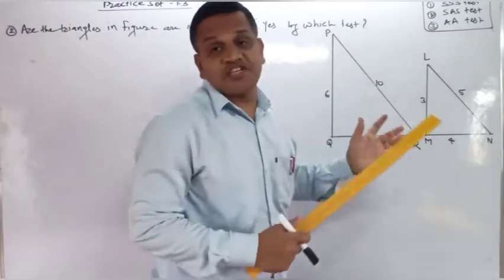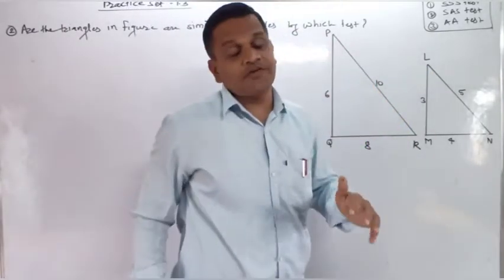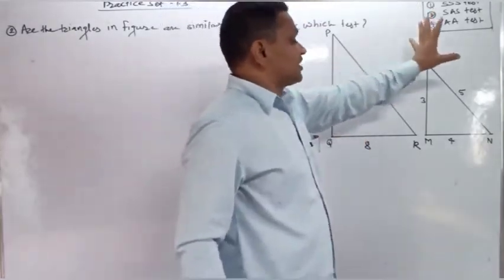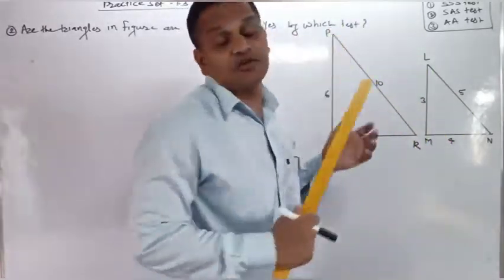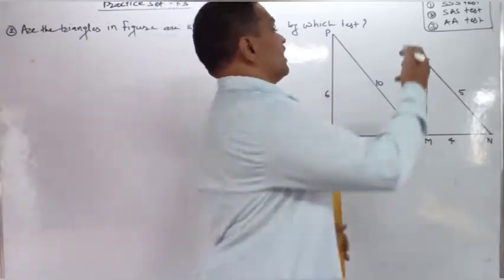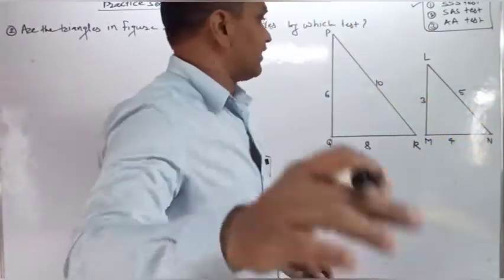Which information is given here in the figure? If we observe these two figures, then we see that all sides of the first triangle and the second triangle are given. The lengths of all sides of the two triangles are given here in the figure. From this, we can use the SSS test for similarity, right?